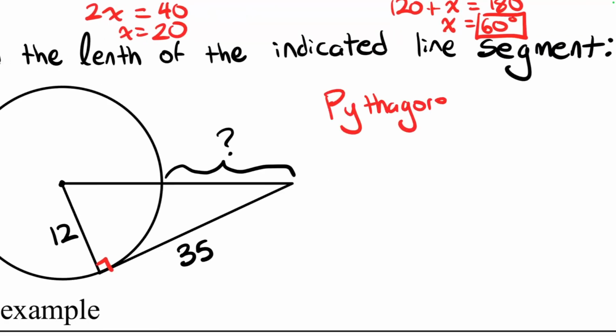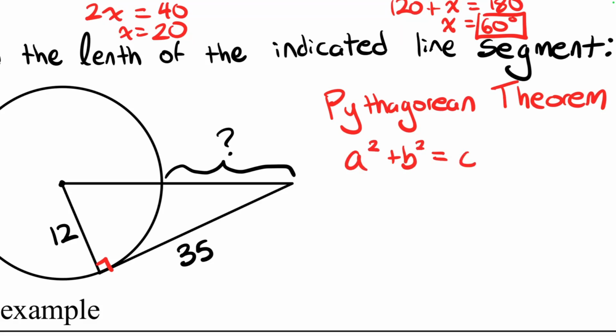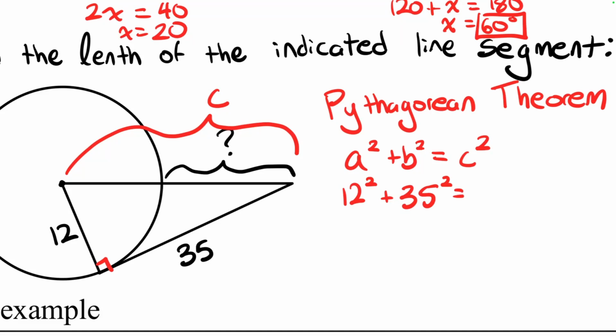Pythagorean theorem. AKA what, Evan? There it is. And I happen to know that I'm going to call this entire length C, if that's cool with everyone else. So this length right here is C. Therefore, I have 12 squared plus 35 squared is equal to that C squared.